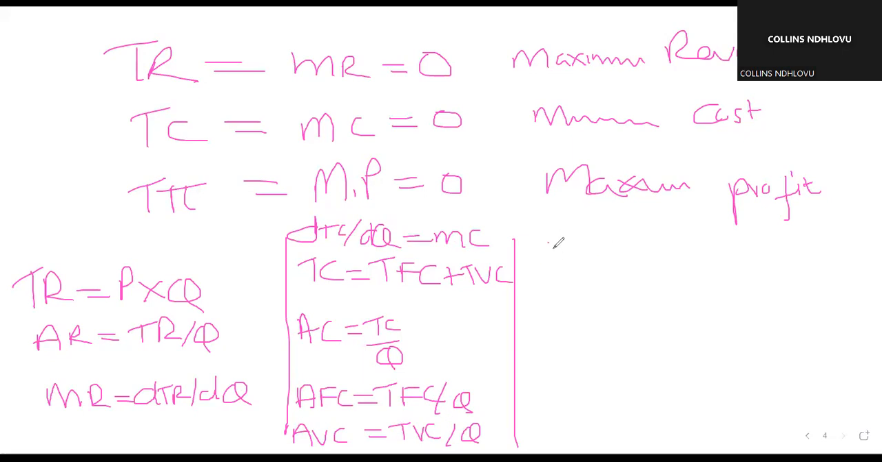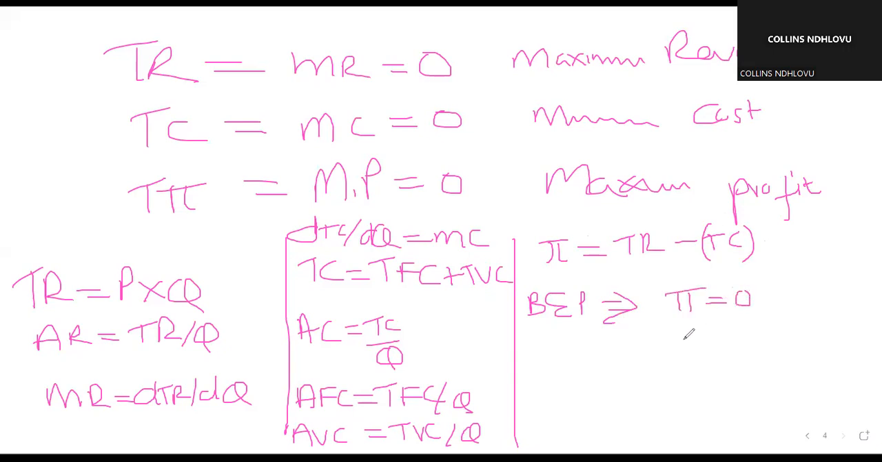Let's go to profit analysis. Profit is simply when you subtract total revenue minus total cost. Always remember to put the total cost in brackets. So when the profit is equal to 0, we call that the break-even point.